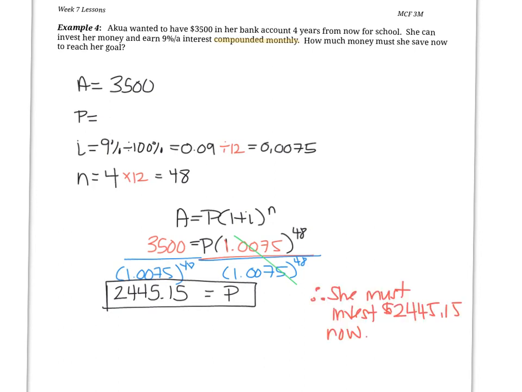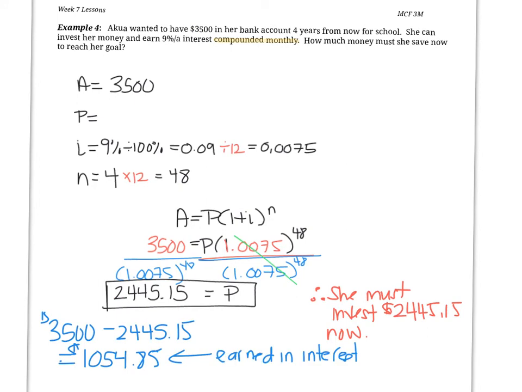How much money did she make from this investment? She originally put in this much. In the end, she got $3,500. So how much money did she make? It's not a question that was asked in this particular one, but can we figure that out? Can't we just take the total amount of money she earned minus the amount of money she originally invested? And how much interest did she actually gain? She gained $1,054.85. So that's how much she earned in interest. That was not asked in this question, but it's important that we're able to find that.